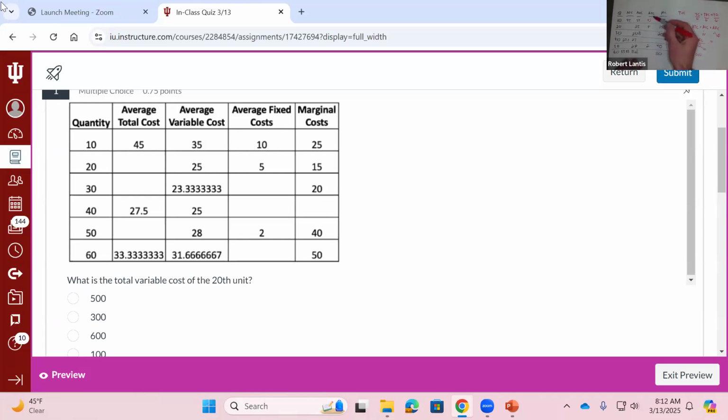100. Well, now I can fill out this entire column, because how do I calculate my average fixed cost? I take the total fixed cost and divide it by quantity. So 100 divided by 10 was 10. 100 divided by 20 is 5. 100 divided by 30 is what? 3.33 repeated. 100 divided by 40 is going to be 2.5. 100 divided by 60 is going to be what? 1.66 repeated. So finding that fixed cost, I can then fill out my average fixed cost column right away. And that's going to be helpful in finding some of the other missing values. Okay. Any questions on that idea before we keep moving?